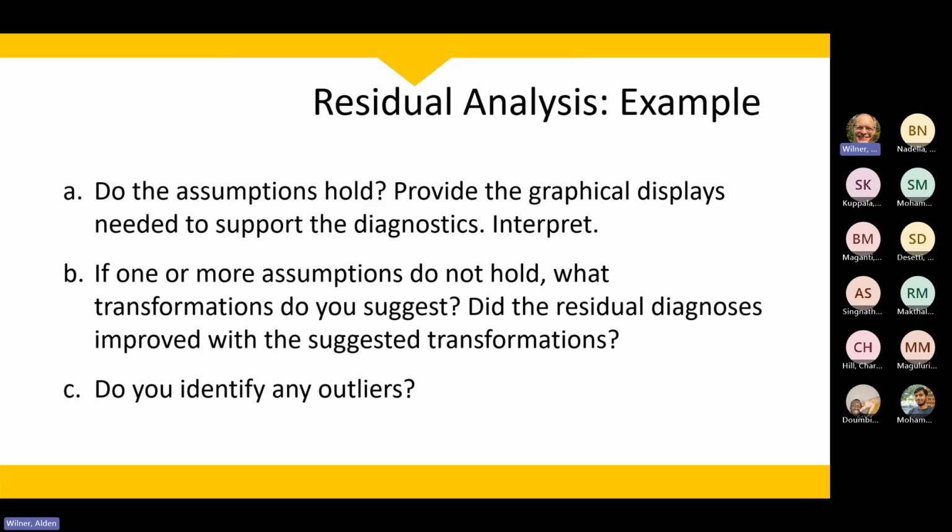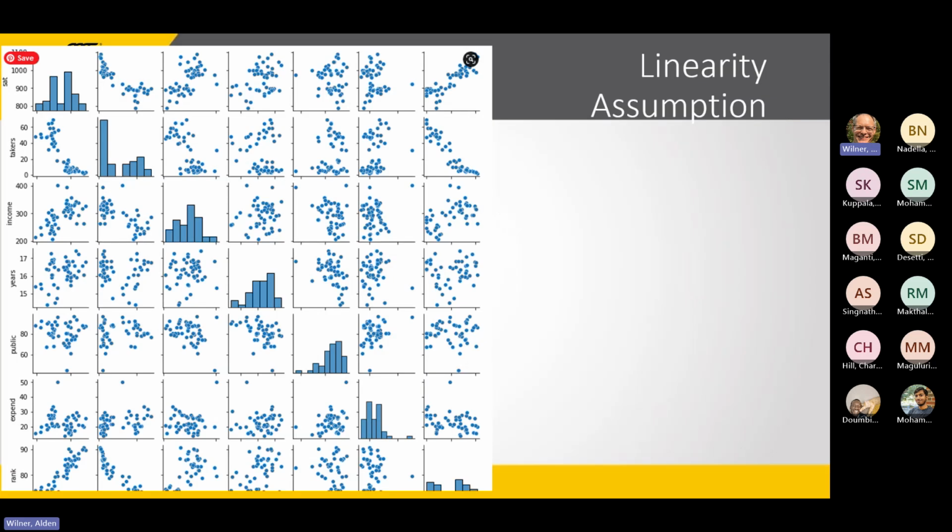So, examples of a residual analysis. We want to look at, do our assumptions hold? We want to look at graphical displays. If assumptions do not hold, are there transformations we can use, Box-Cox arguments, maybe do a time series analysis on there. Does the residual diagnosis improve with our transformations? And then look for outliers.